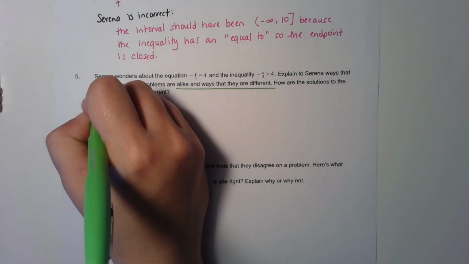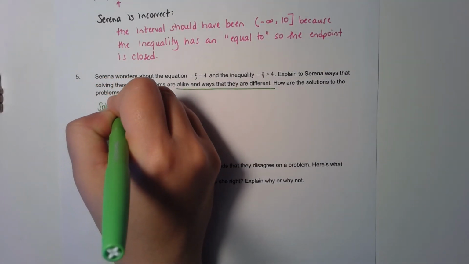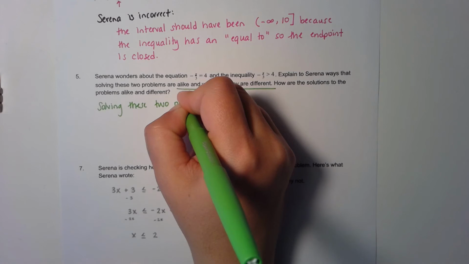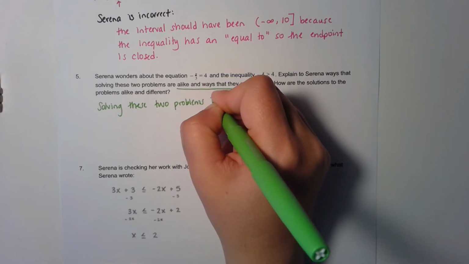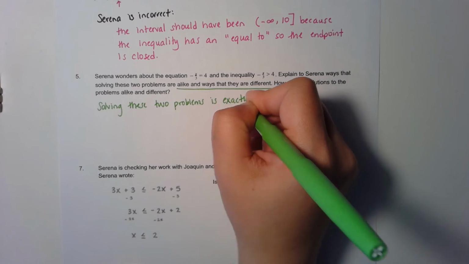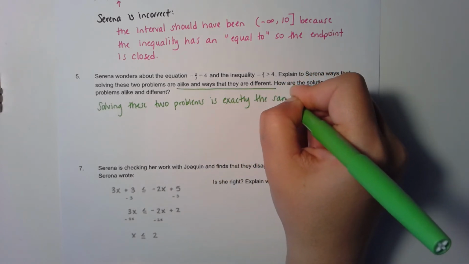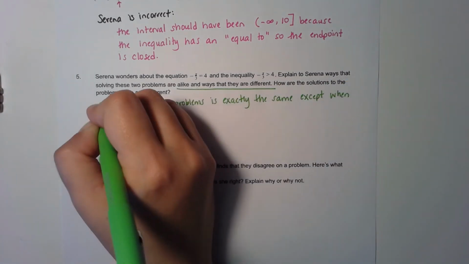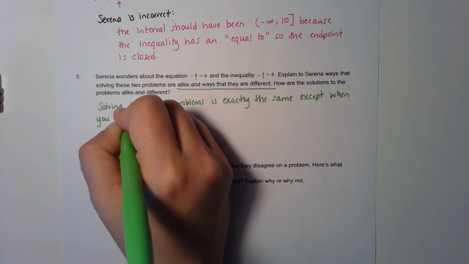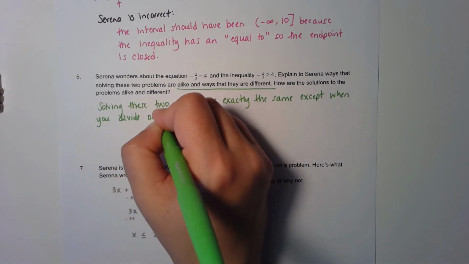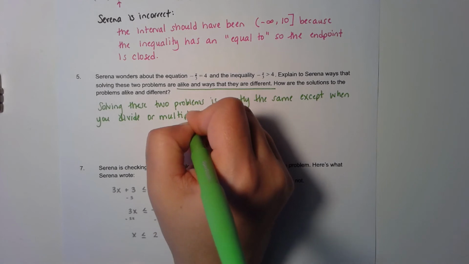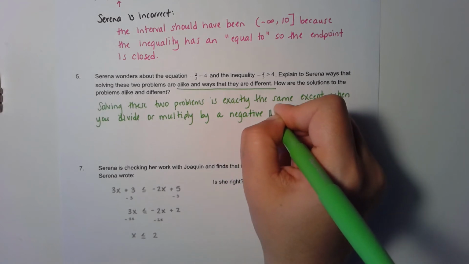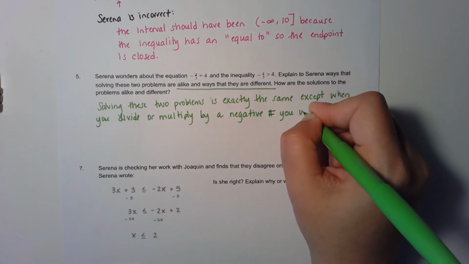I would say solving these two problems is exactly the same, except when you divide or multiply by a negative number, you would need to flip the inequality.